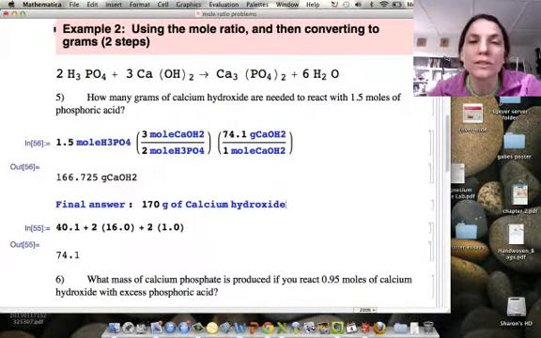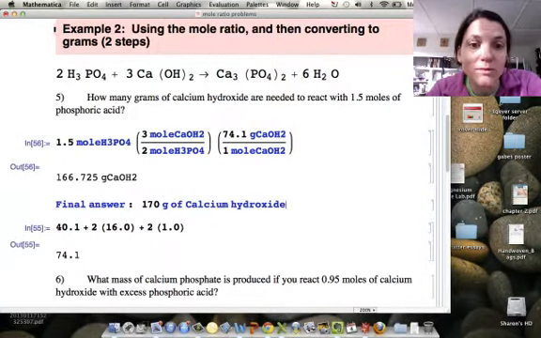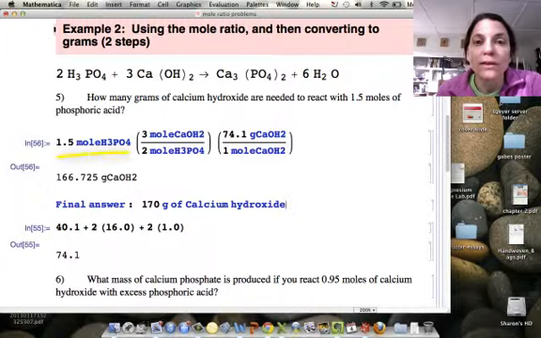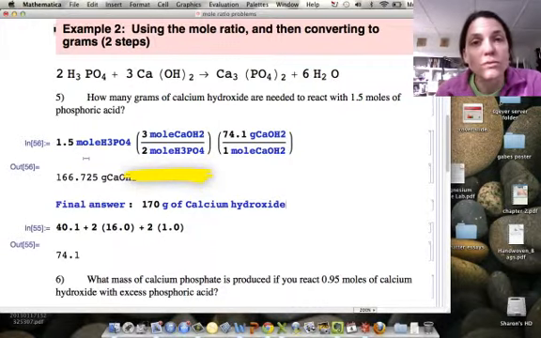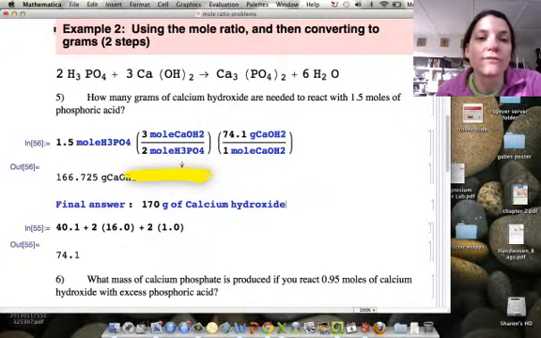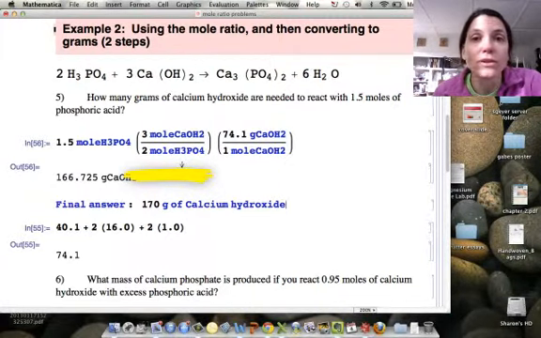So as a chemist, you would know you have to measure out 170 grams of calcium hydroxide. Simple as that. So just to review what we've done. We started with the number given in the problem, that's the 1.5. And since we started with moles, we go straight to the mole ratio step. The mole ratio step, you use the coefficients from the balanced equation. And so we have, for every 3 moles of calcium hydroxide, we have 2 moles of phosphoric acid.